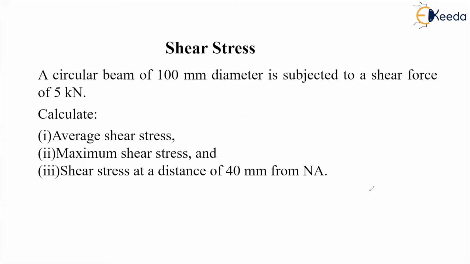So this is a question of shear stresses where we are given a circular beam of 100 mm diameter. It is subjected to a shear force of 5 kN. We have to calculate the average shear stress, maximum shear stress, and also the shear stress at a distance of 40 mm from the neutral axis. So let us solve this problem.